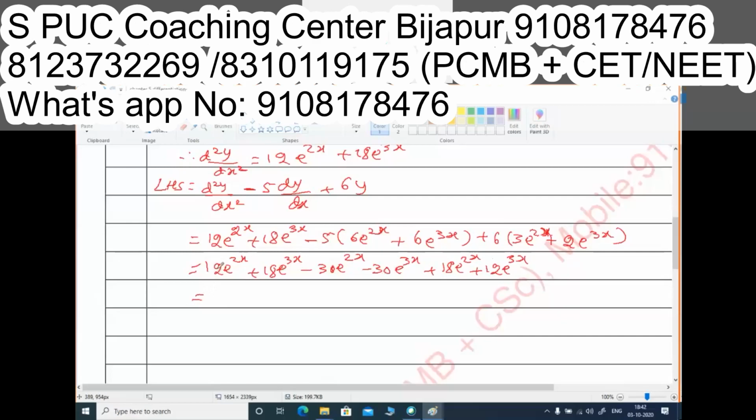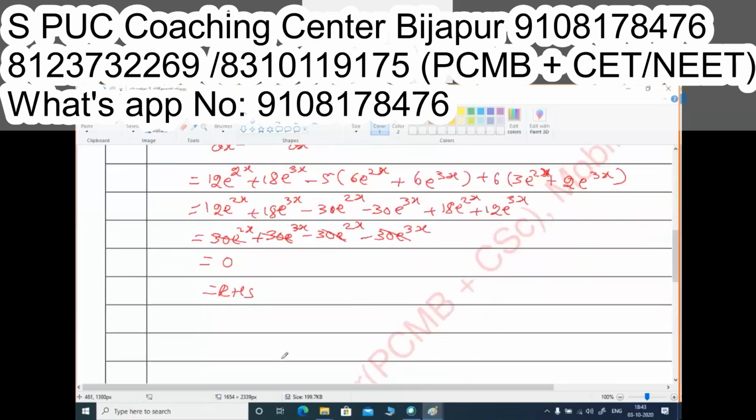12 cancels. Doing the first addition, 30 e raised to 2x, plus 30 e raised to 3x. Then minus 30 e raised to 2x, minus 30 e raised to 3x. Everything cancels and goes to 0. In this way they are going to cancel each other. This is the required RHS.